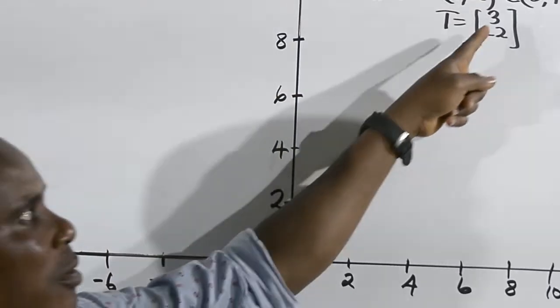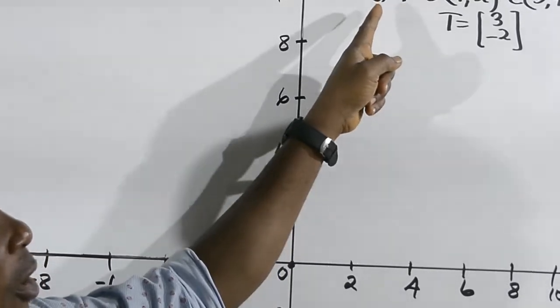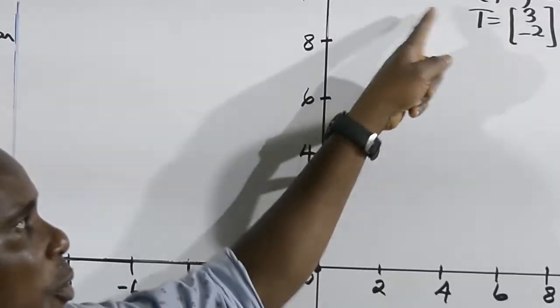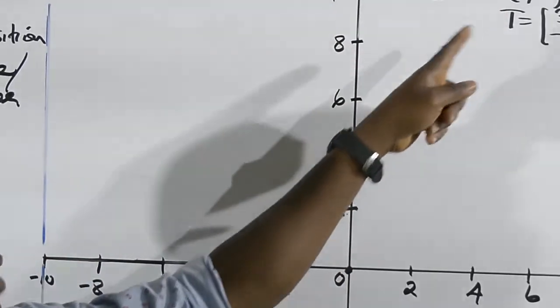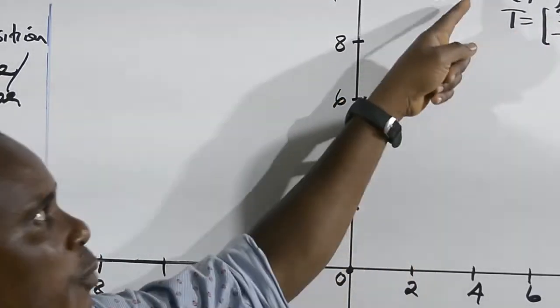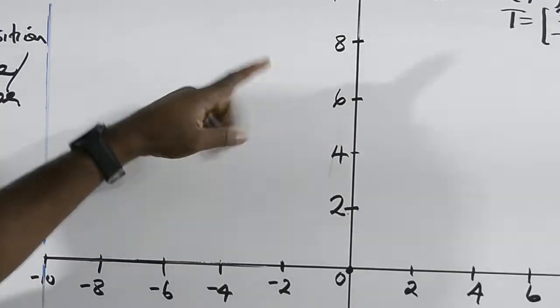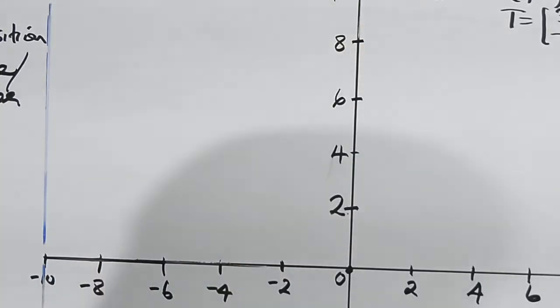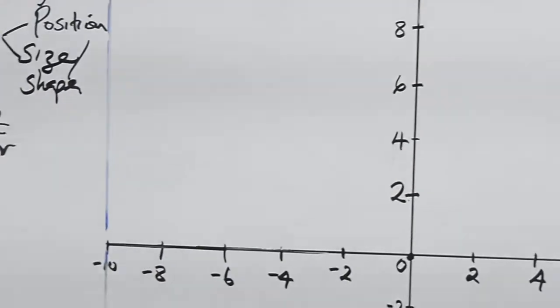The translation vector is (3, -2), and the object is a triangle with vertices A, B, C. You are supposed to draw this so that you see the picture. We want to see how that triangle is translated. So originally I want to draw the triangle first because I want to identify its position first.